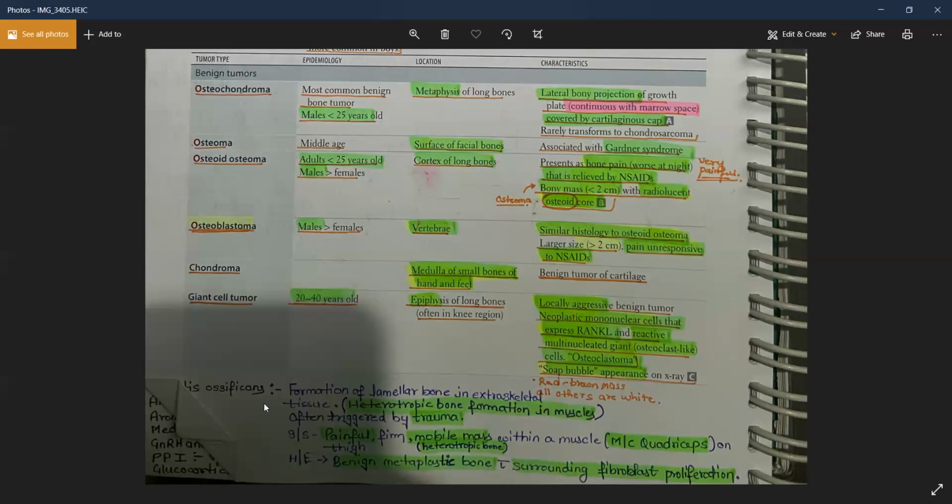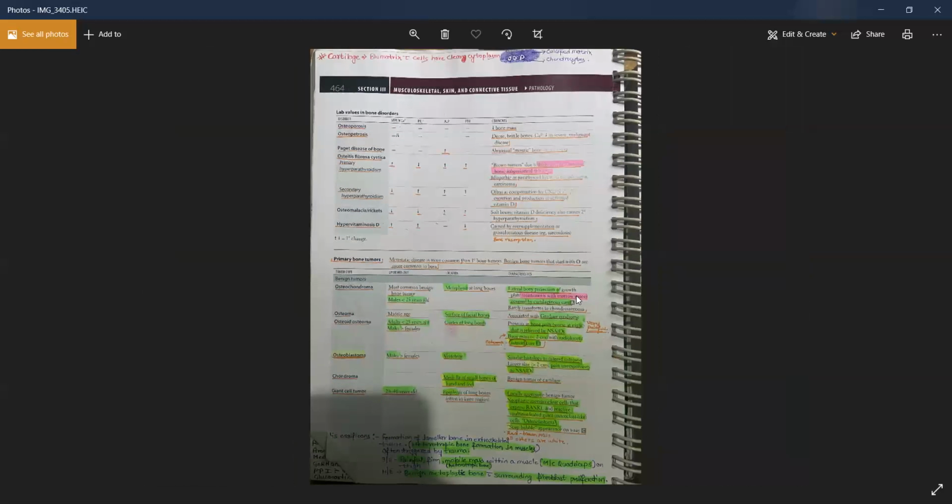So that would be everything on these two pages of this table about the bone tumors. And do remember that secondary tumors or metastatic tumors are more common than primary bone tumors, right? Very important.